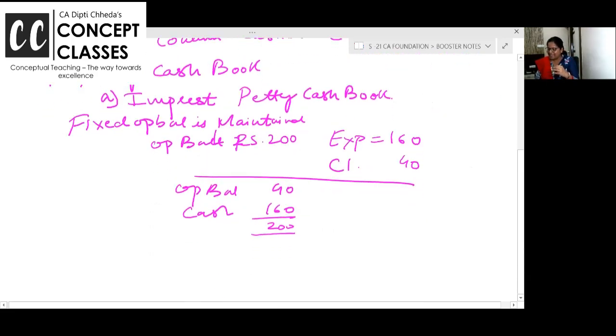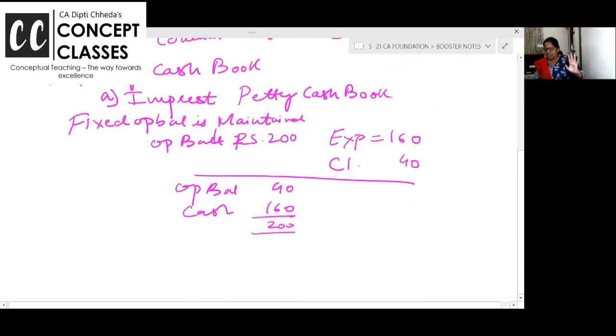Okay. So opening balance is 40. Cash is, opening balance is 200. You have spent 160. 40 is already there. Now if it is imprest system, I will not give you again 200. Otherwise you will have 240. I will give you 160 so that you have 200, go on.